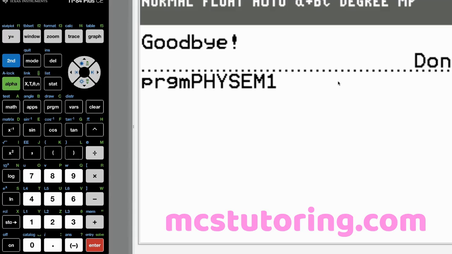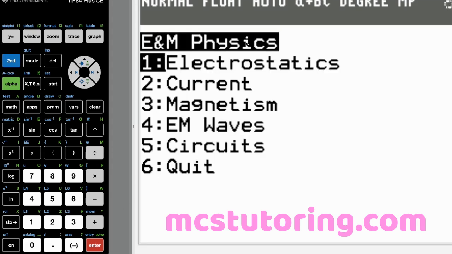Oh, my fellow, in this case, science mortals, we're going to do a deep dive of Physics EM1, which is Physics, Electricity, and Magnetism 1. Basically, we're going to walk through it. So E&M Physics here, this is the main menu. On it, we have electrostatics, current, magnetism, EM waves, and circuits. So let's just walk through these.